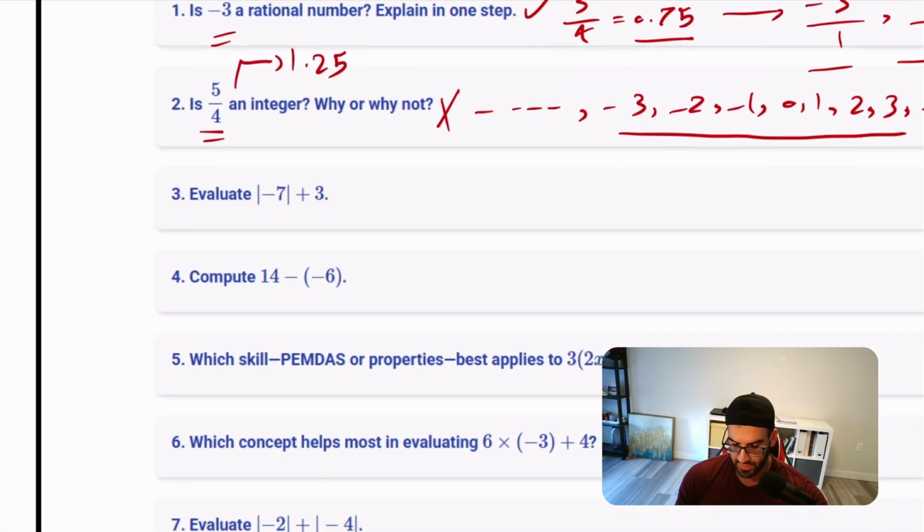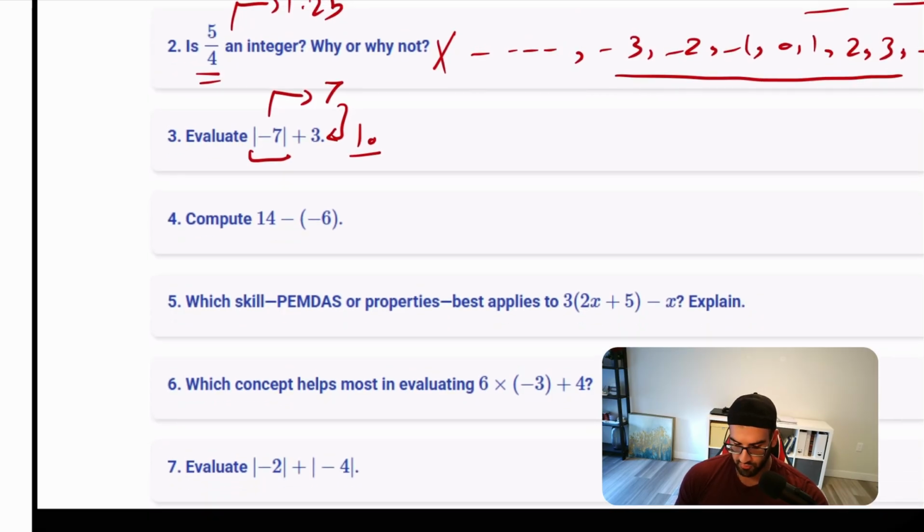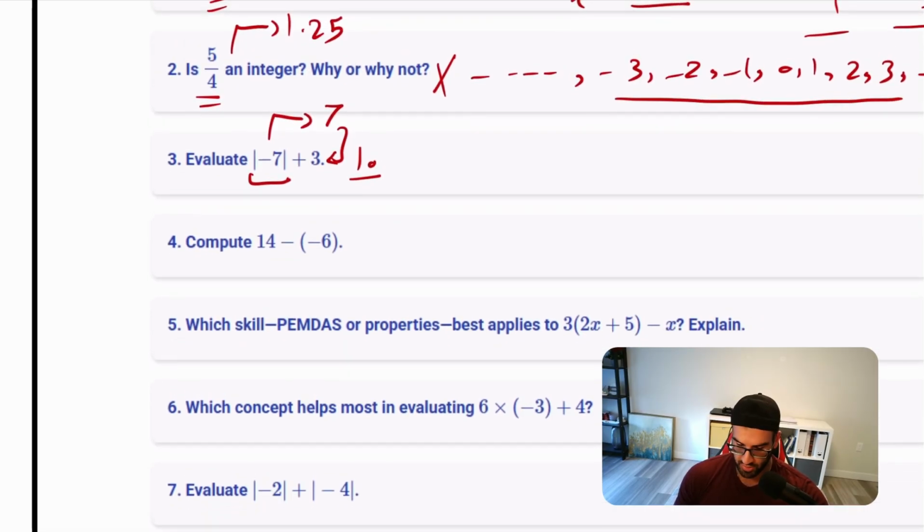Next, evaluate the absolute value of -7, plus 3. What was absolute value? If you remember, absolute value makes the number inside of it positive. It doesn't matter if that number is negative or positive, it's going to give us a positive result all the time. So the absolute value of -7 is 7. 7 plus 3 is going to be 10. After that, we have 14 subtracted by -6. Again, we know negative times negative is going to be positive, so I have 14 plus 6, which equals 20.